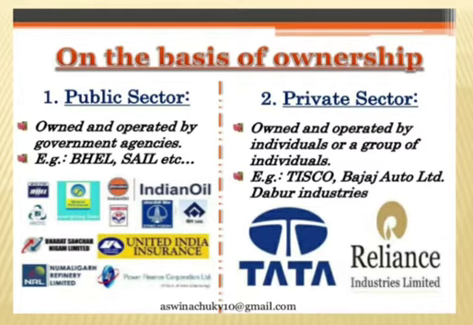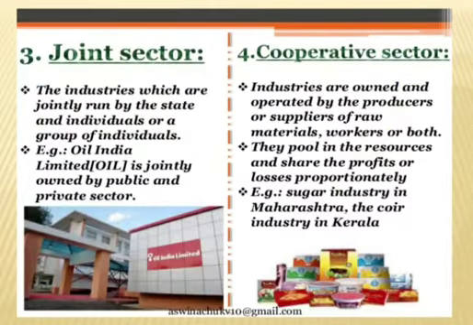Public sector industries are owned and operated by government agencies. Example, BHEL, SAIL, etc. Private sector industries are owned and operated by individuals or a group of individuals. Example, Tisco, Bajaj Auto Limited, Dabur Industries. Joint sector industries are jointly run by the state and individuals or a group of individuals.